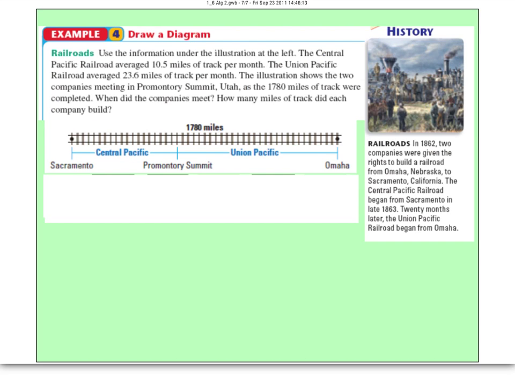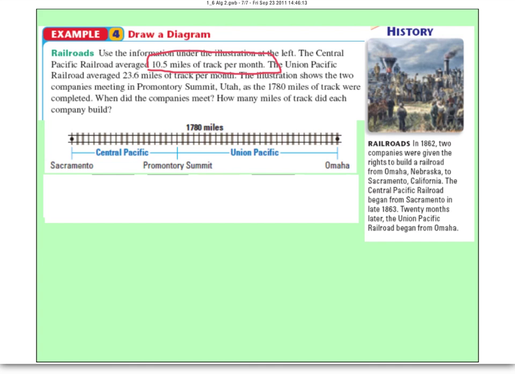Now for this problem, we have 2 different railroads. Our companies are building one rail line of a total of 1,780 miles. And here's what it says. Central Pacific Railroad averages 10.5 miles of track per month. By the way, you folks, that's a rate. Okay, so I'm thinking distance equals rate times time right now.